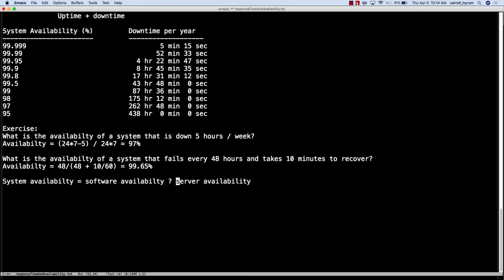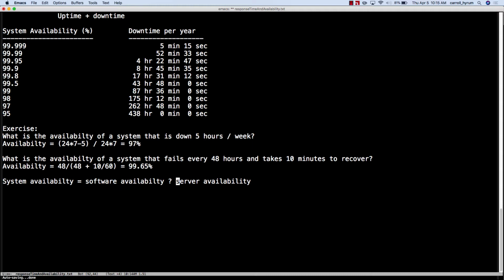So let's take something to an extreme to understand it better. What if your server availability is 50%? Well, you need a new server, but let's just assume it's 50%. And your software availability though is 100. What would your system availability be? What would the user perceive it as? They'd perceive it as 50%.